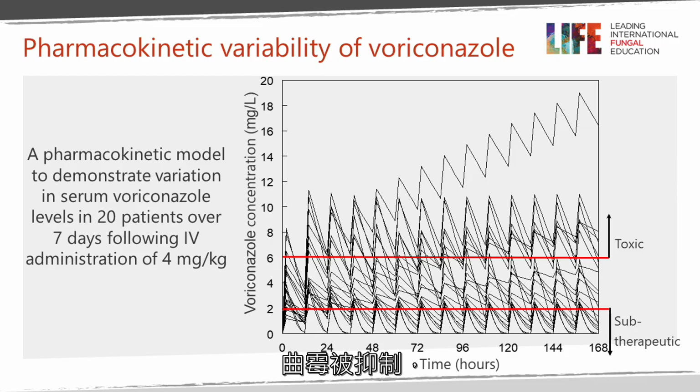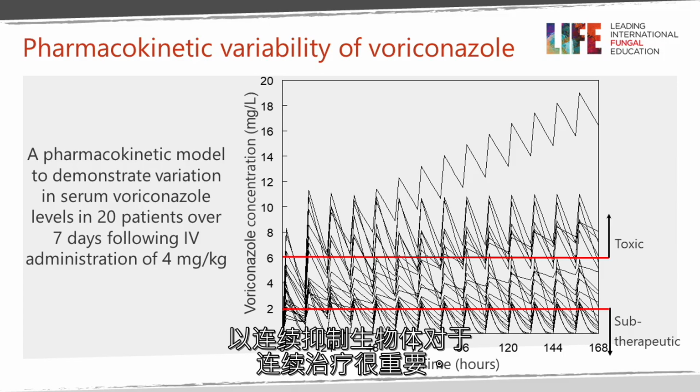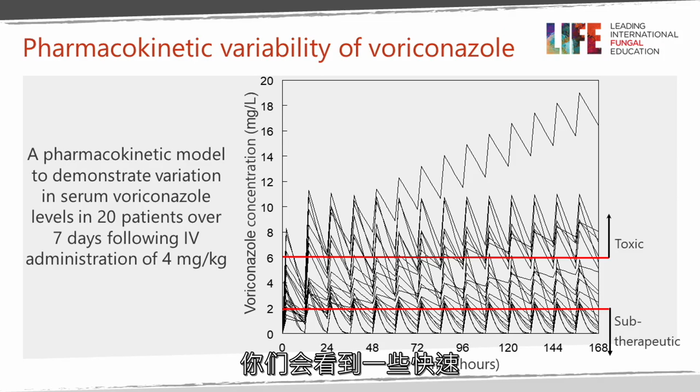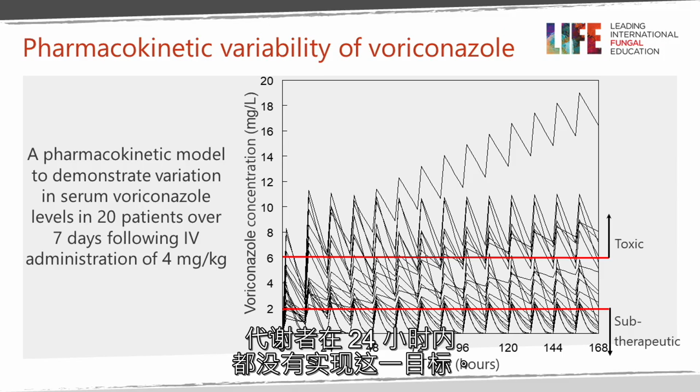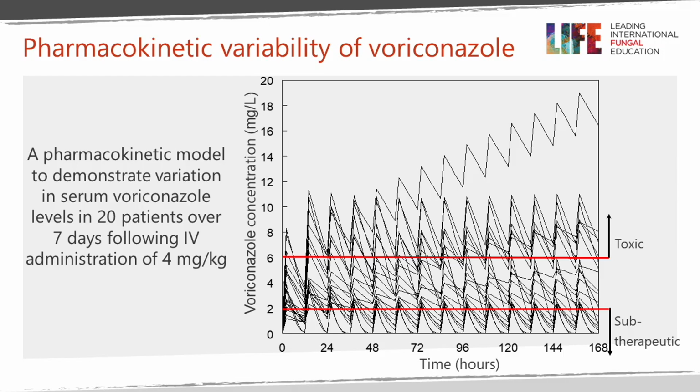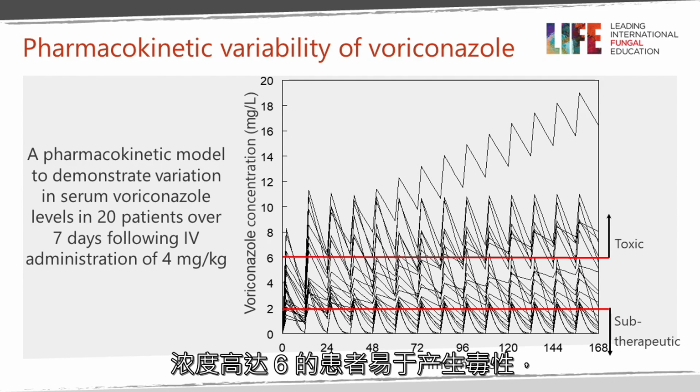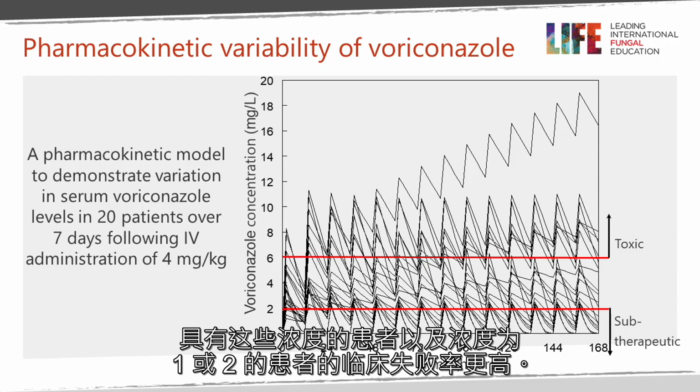Aspergillus is inhibited. It's a time over MIC drug, and so having enough Voriconazole to inhibit the organism on a continuous basis is important for continuous therapy. And you can see that some of the patients who are fast metabolizers don't achieve this through the 24-hour period. Patients who have levels above 6 tend to have toxicity, and those with levels of 1 or 2 have a higher rate of clinical failure.